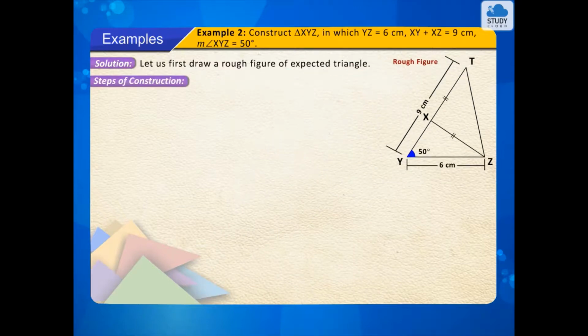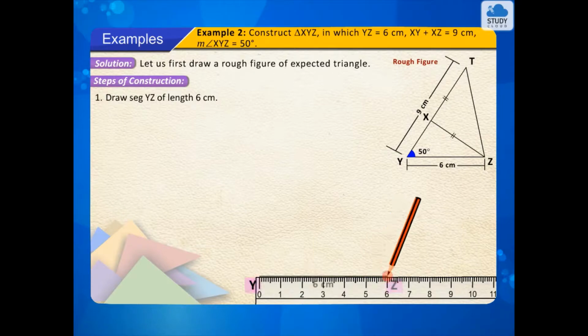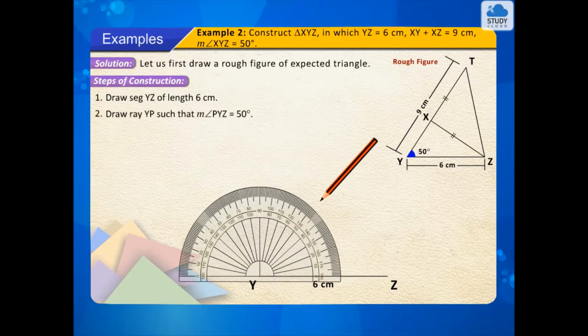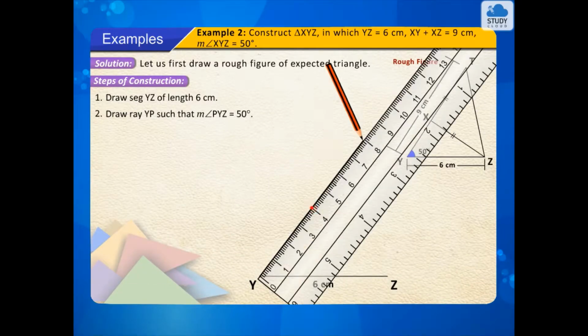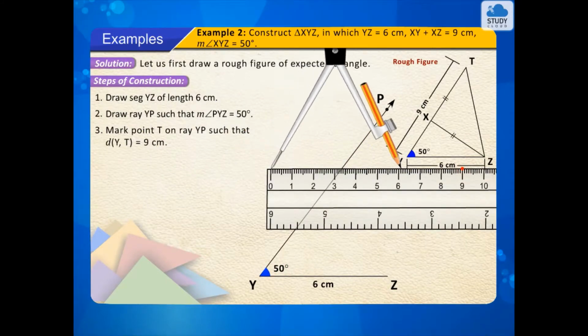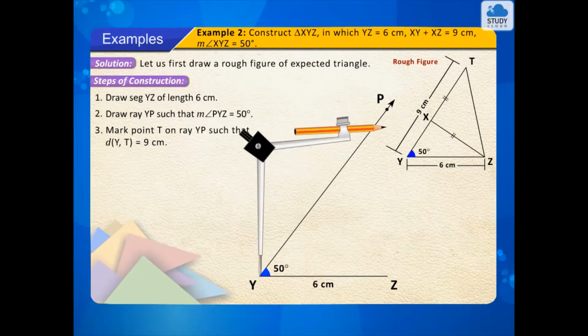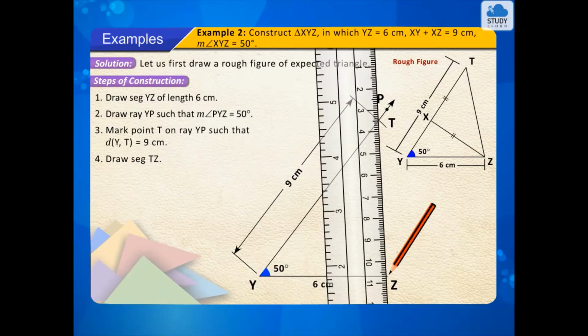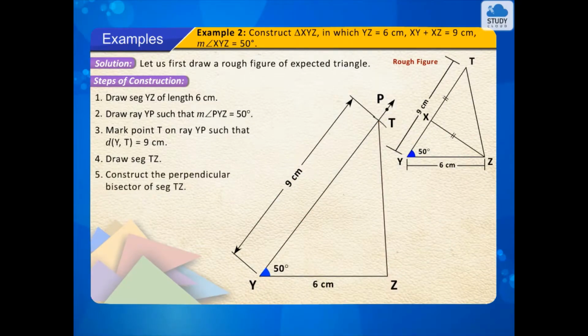Steps of construction. 1. Draw segment YZ of length 6 cm. 2. Draw ray YP such that measure of angle PYZ is equal to 50 degrees. 3. Mark point T on ray YP such that distance between Y and T is equal to 9 cm. 4. Draw segment TZ. 5. Construct the perpendicular bisector of segment TZ.